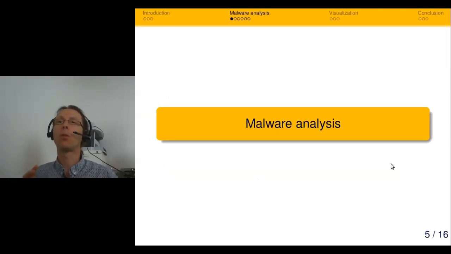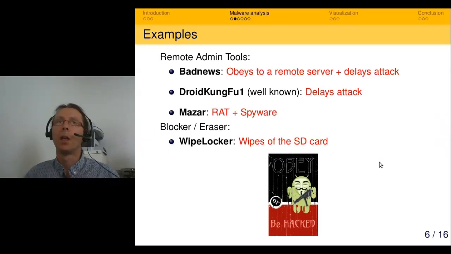Before moving to the visualization itself, I want to give you some insight about malware and also about the tools we use to collect information. Some examples you can imagine about malware are the remote admin tools. You have three samples here: Bad News, Drawing Kung Fu, Mazar. These samples are very well known and have been studied in the literature. They may obey a remote server. They may be combined with, like for Mazar, a spyware part, meaning that it collects your data. So these are examples of remote admin tools.